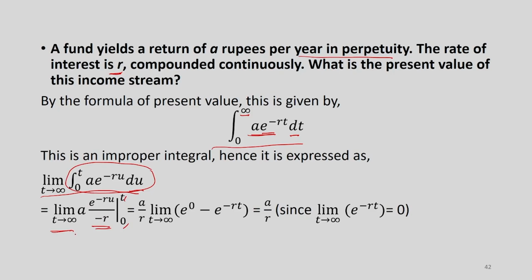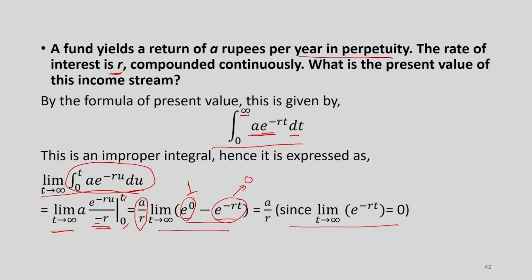A divided by r can be taken out because this is a constant. So, within the limit, what you are getting is e to the power 0 minus e to the power minus RT. Remember, there is a minus sign here, that is why it is coming out as the lower limit minus the upper limit. And this part is just 1, and this part goes to 0, right. That is what I have written here.